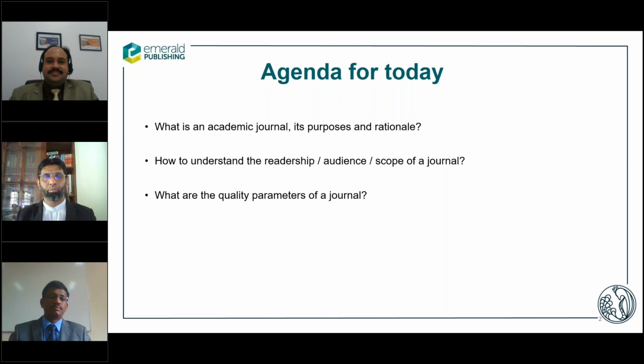Historically, the first academic journal, named Philosophical Transactions of the Royal Society, started to publish in 1665, which is more than 350 years ago. And the core aim was to publish research which can help the society and which can shape the society in a particular manner.